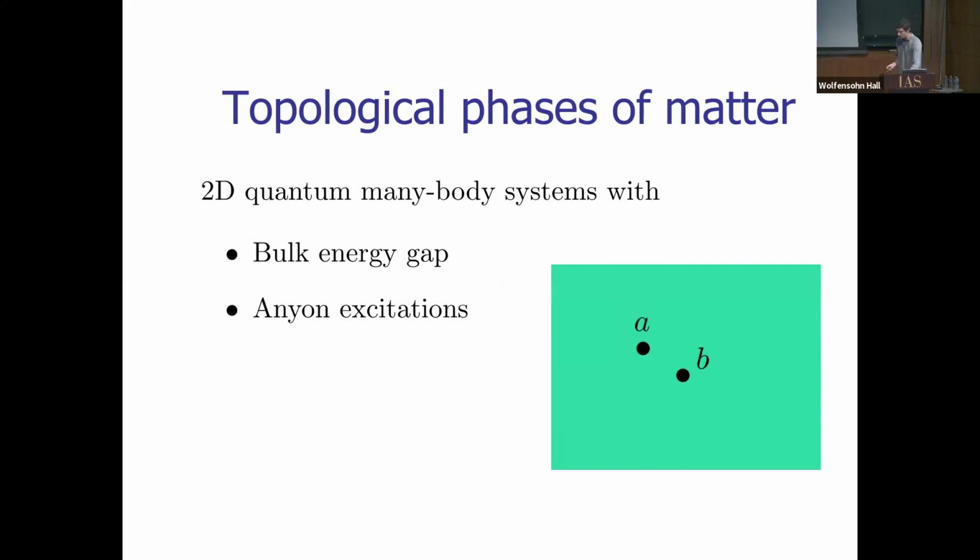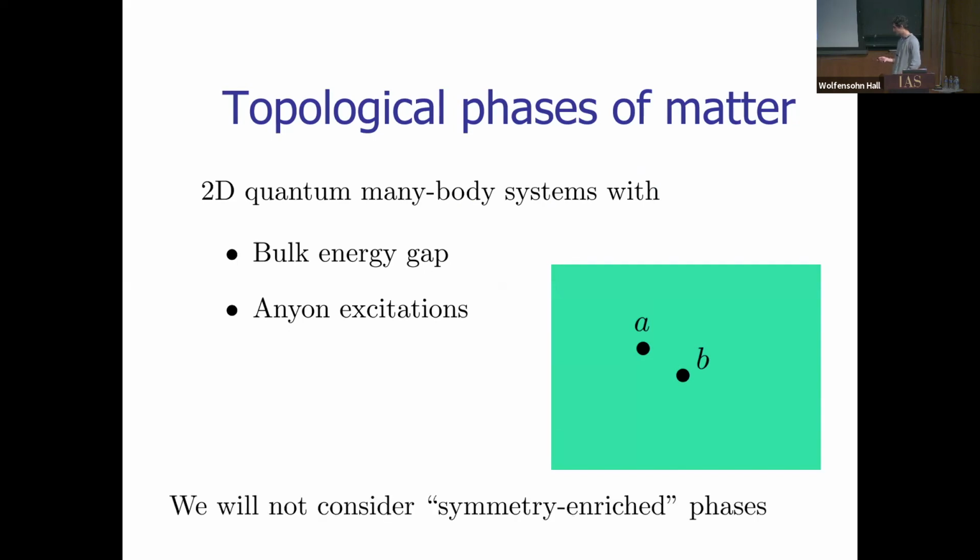And in this talk, I'm not going to be worried about symmetries. So I just want to emphasize this here. I'm really going to be thinking about just topological phases of matter. Global symmetries will not really play any role in this talk at all. So I'm not really thinking about symmetry-enriched phases. I'm just thinking about the physics of anyons and the topological phases that describe them.